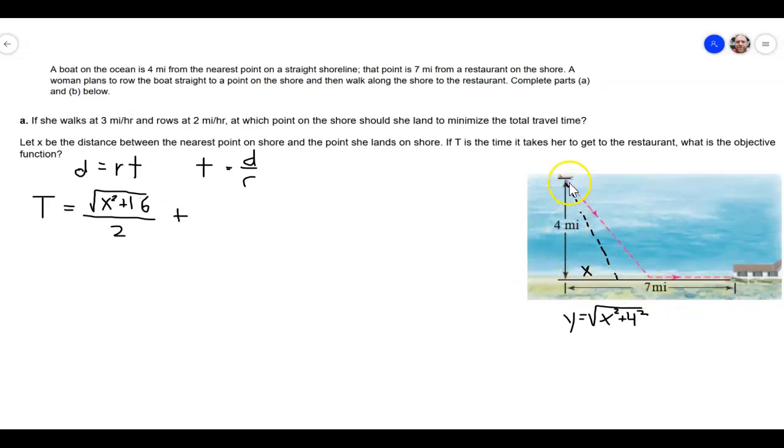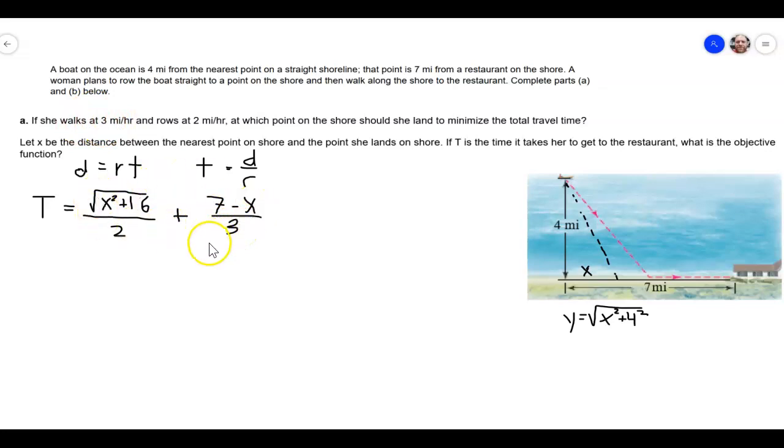So if we go straight to shore, it's going to take us the full 7 miles, because that means our x is equal to 0, so 7 minus x. If we go straight to the place, that means our x is 7, so 7 minus 7 is 0. That means we walk actually 0 of it. So it's going to be 7 minus x, all over the rate, which is 3.